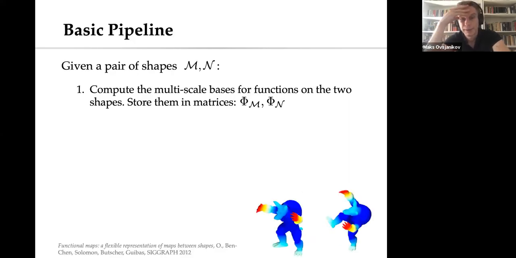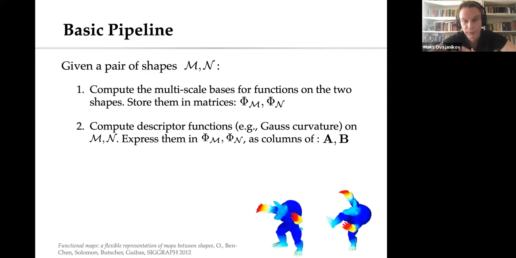So based on this representation, we proposed a pipeline for computing correspondences. If I give you a pair of shapes, how do you actually find a correspondence? This pipeline works like this. First I compute some basis functions, for example the Laplace-Beltrami eigenfunctions, and I store them as columns of matrices phi M and phi N. Typically these are approximately 30 to 80, depending on the application, usually not more than 100. Then we also compute some descriptor functions like Gauss curvature or the heat kernel signature on the two shapes. We express them in a particular basis as columns of A and B.